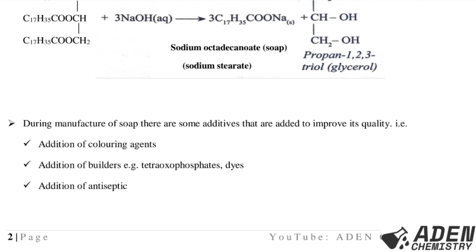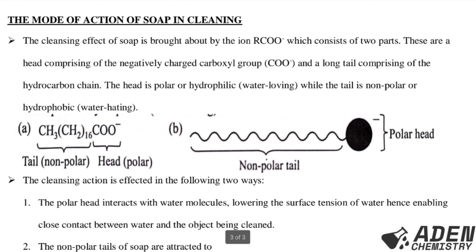So next we are saying during manufacture of soap, there are some additives that are added to improve its quality. That's number 1, addition of coloring agents. Number 2, addition of builders, e.g. tetraoxophosphates and also dyes. Number 3, addition of antiseptic. So next we are going to go and see the mode of action of soap in cleaning.